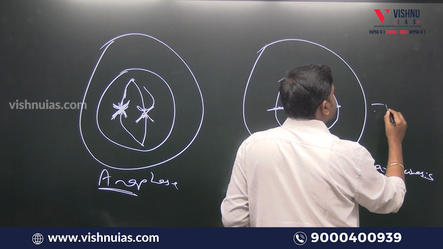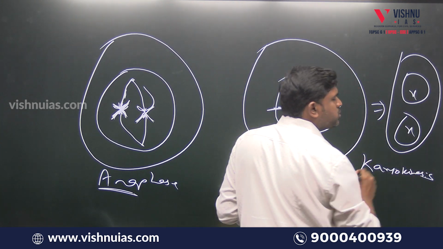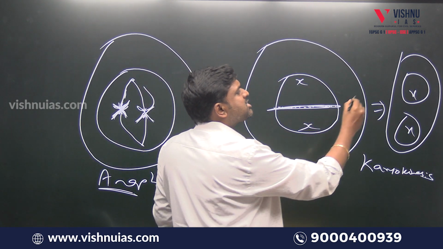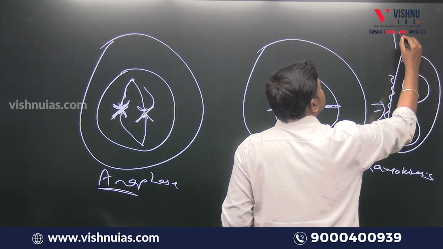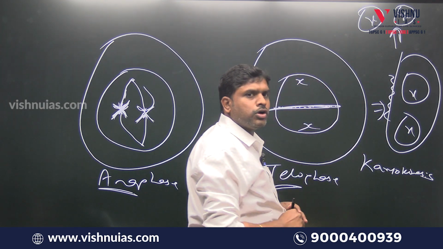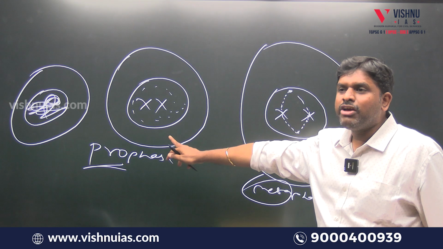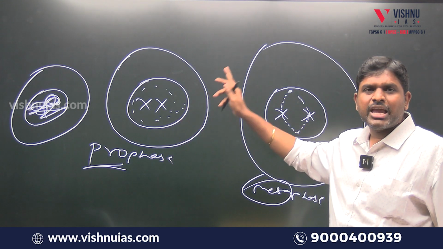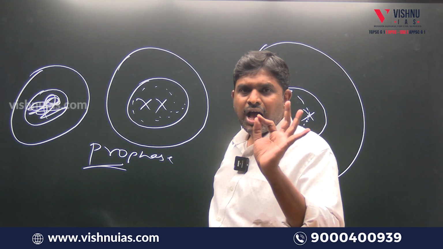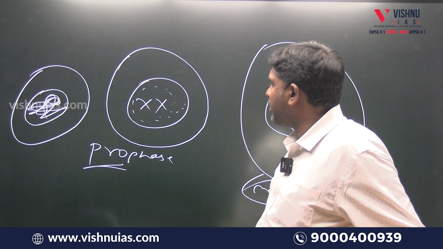And finally what will happen? Two cells formed or not? Two cells formed. The cell membrane will be pinched. Hence it becomes what now? Two cells formed. Initially how many cells were there? Only one cell. Now one cell became how many cells? Two cells. Prophase, metaphase, anaphase, telophase. How did it happen?